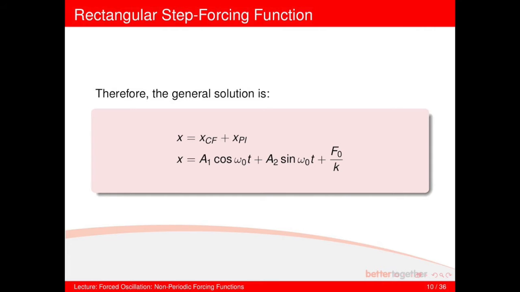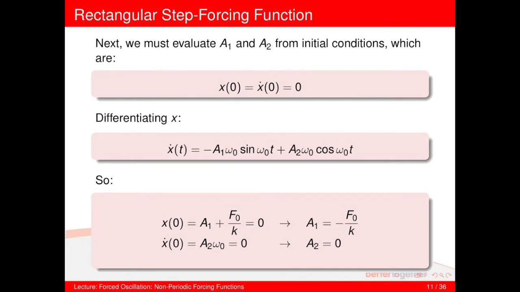Now that's the general solution. What I'm going to do is apply some initial conditions: at time equals 0, the displacement is 0 and the velocity is 0. So x of 0 will be 0 and x dot of 0 will be 0. The displacement and velocity are 0. Those initial conditions are called initial rest conditions, because obviously the thing isn't moving, and then suddenly you have this force being applied.